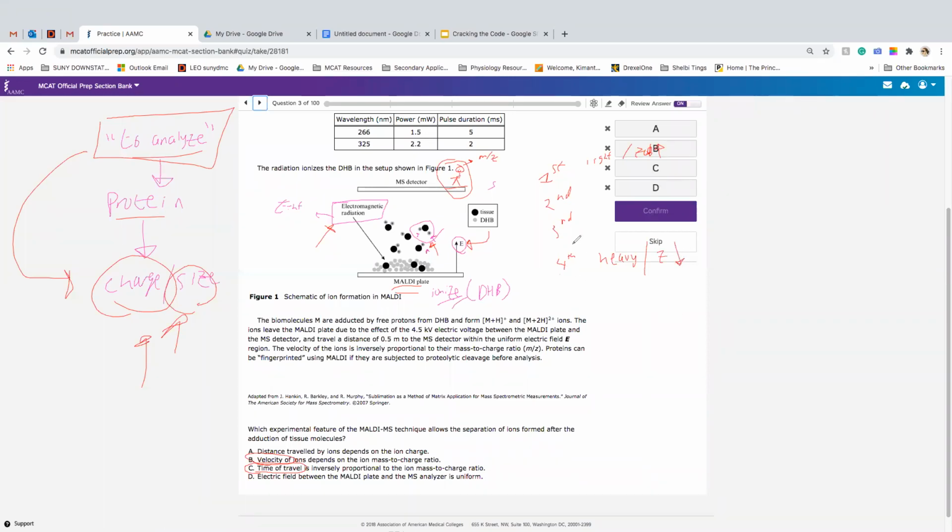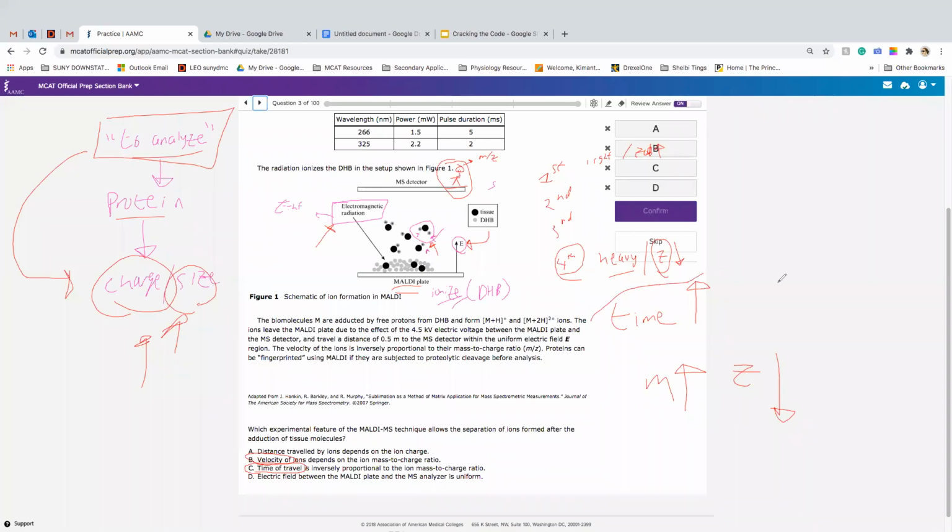Why would you come in last? Because it took you the longest time to get there. Why? Because you were heavier and your charge was lower. If it takes you a long time to get there, what do we know about your mass? Is it high or low? It's high. If your time to get there takes a long time, what do we know about your charge? It's low.